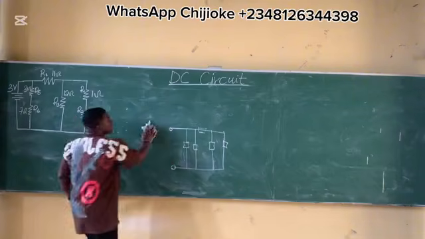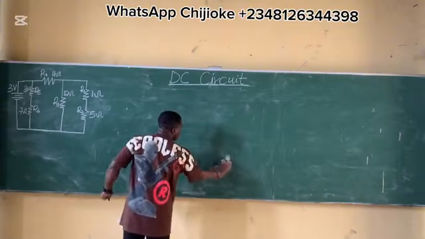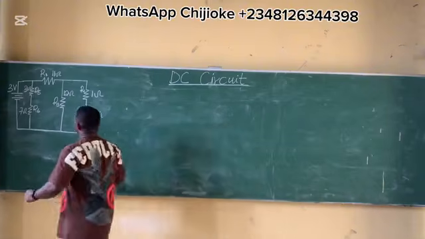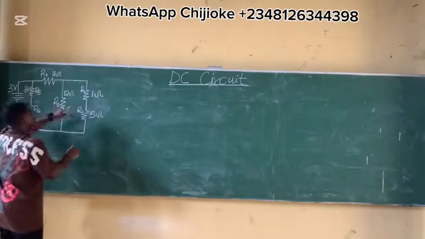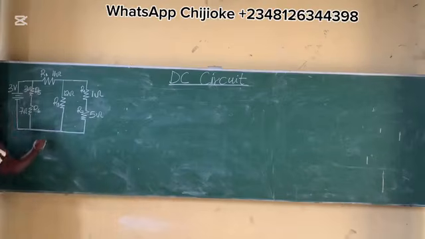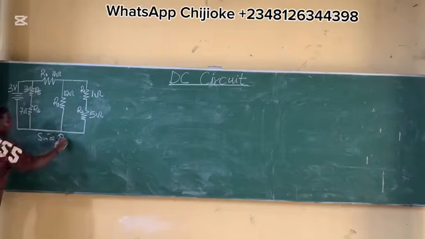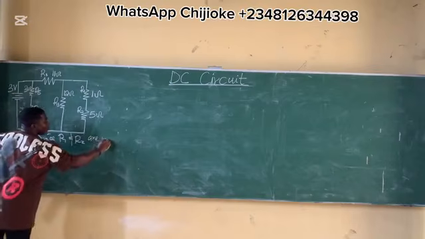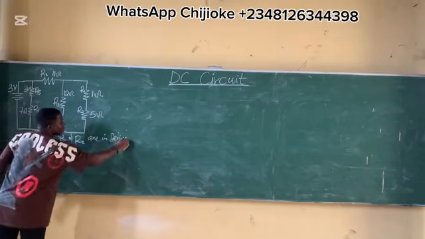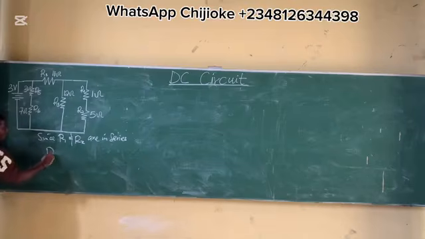Alright, so we'll start with, remember, if you're using a circuit, you start from the part that is directly opposite the power source. So we start with R1 and R2. Since R1 and R2 are in what? Series.